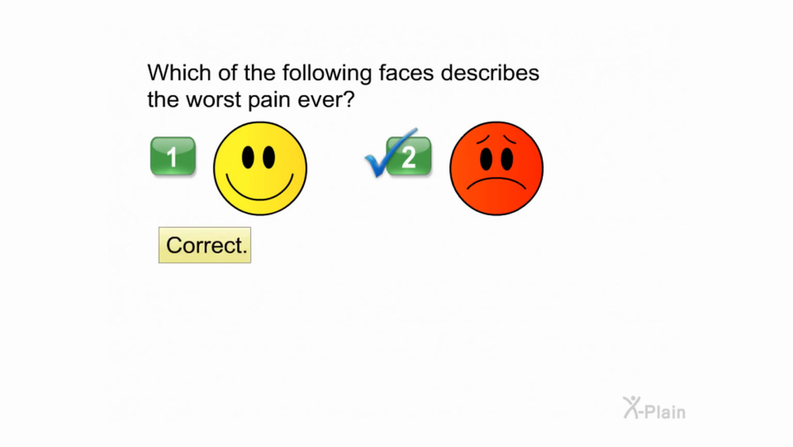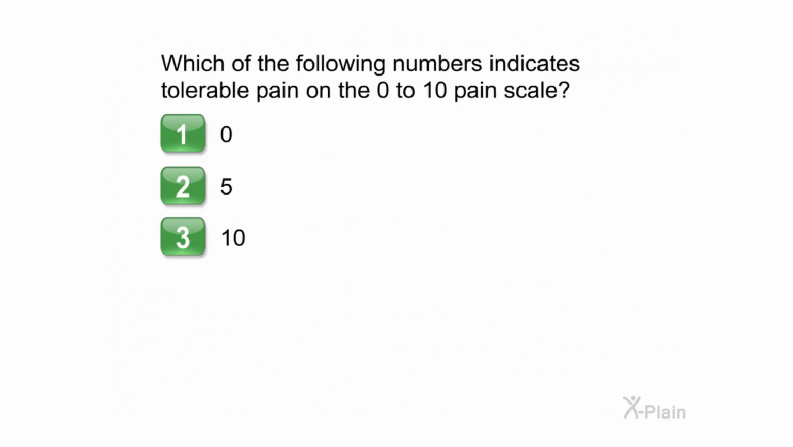Correct. Which of the following numbers indicates tolerable pain on the 0 to 10 pain scale? Choose one of the following options. 1, 0, 2, 5, 3, 10. Correct.